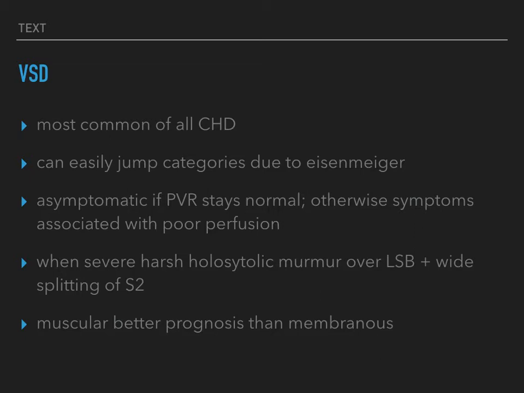And when you have the classic severe VSD, you're going to hear a severe, harsh, holosystolic murmur. So it's going to be present throughout systole, it's going to be harsh, and it's going to be present over the left sternal border. And you're also going to see a wide splitting of S2. However, it's not a wide fixed splitting. The wide fixed splitting you see in ASD.